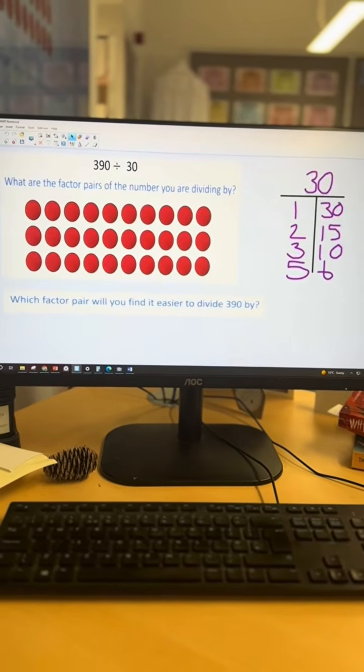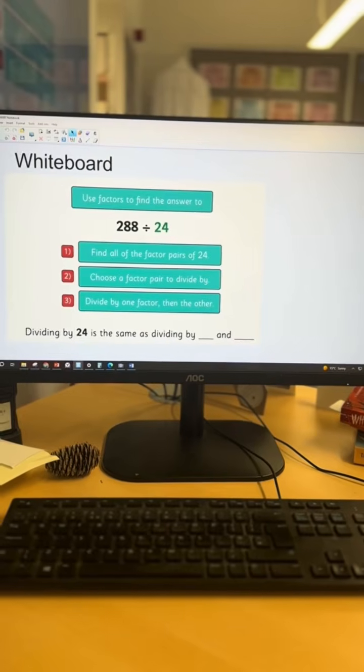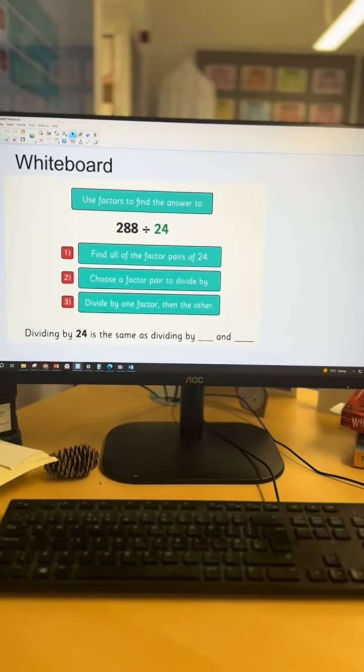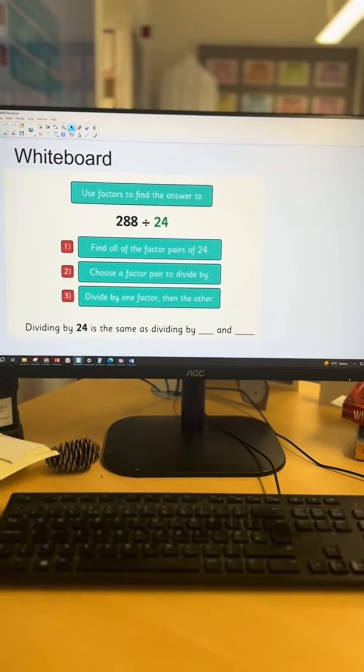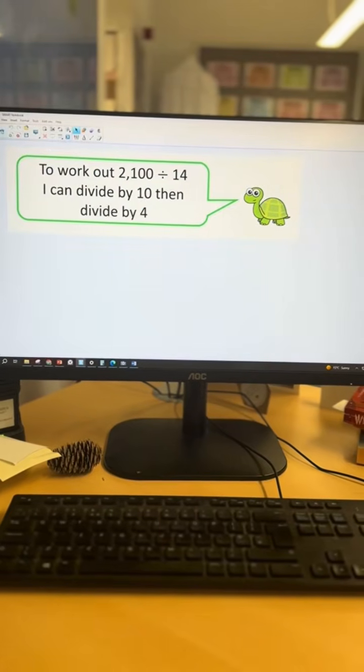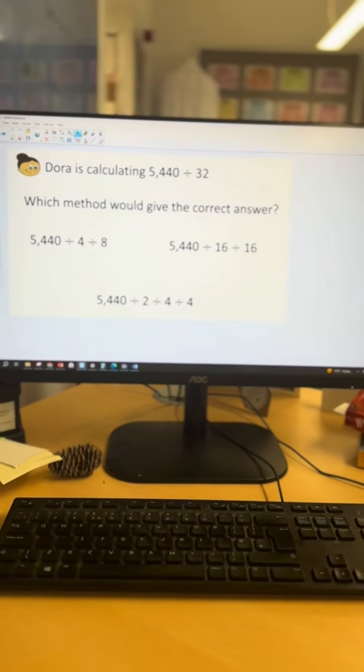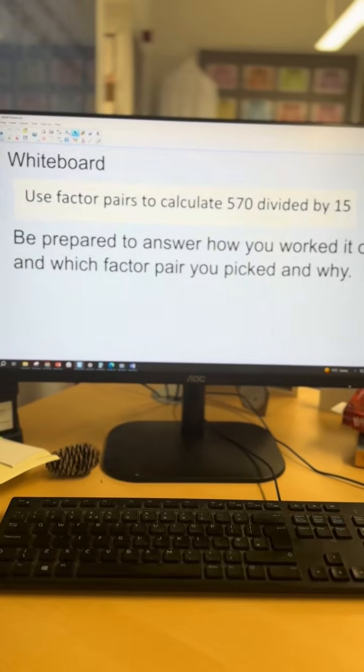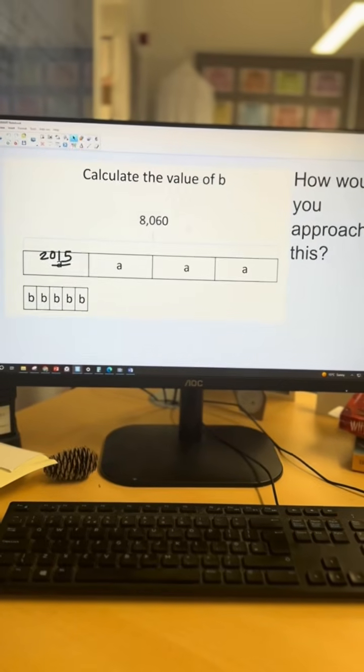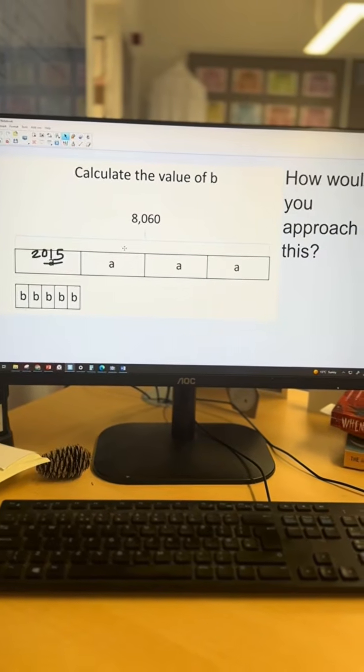Lots of questions, lots of why and understanding the methods, which is the best way, which is the most efficient way. Whiteboard work, partner talk, table talk, reasoning, and then obviously we move on to some problem solving at the end. This one especially, it was quite an interesting one, which they liked.